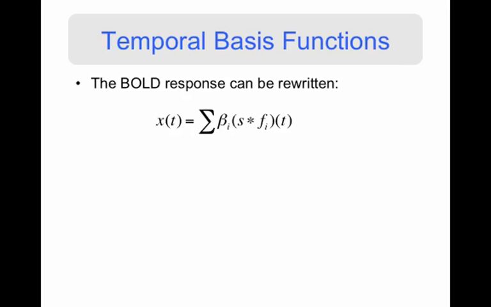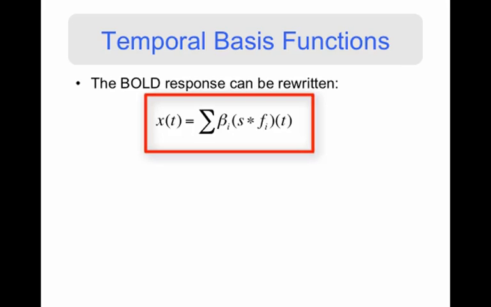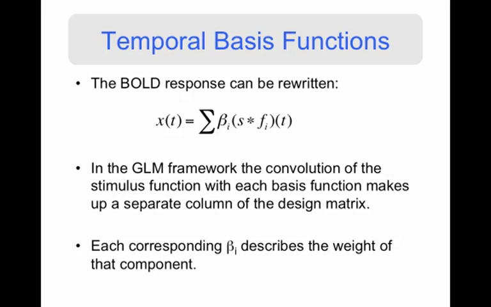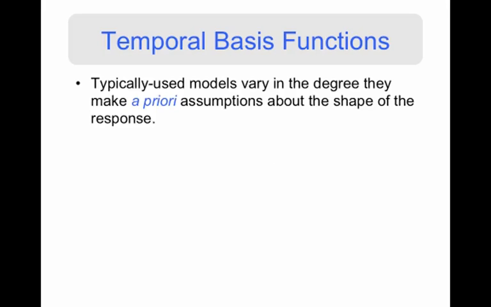So using temporal basis functions, the BOLD response can now be rewritten in the following way. We replace h with the sum of beta_i F_i, and so basically what we see here is that x is now the weighted sum of beta_i times the convolution of the stimulus with each of the temporal basis functions. And as I said before, in the GLM framework, the convolution of the stimulus function with each basis function will make up a separate column of the design matrix. Each corresponding beta will describe the weight of that particular component, and that will allow us to recreate the HRF for that particular voxel. That sounds like a very useful thing.